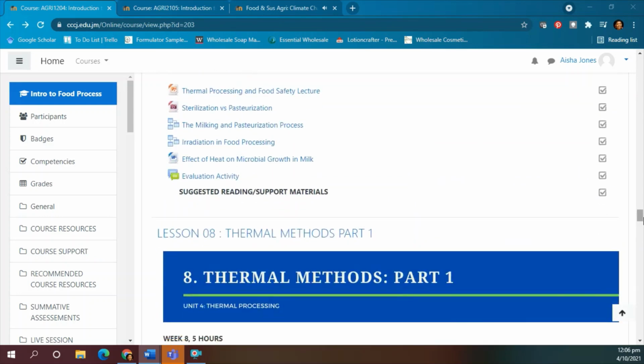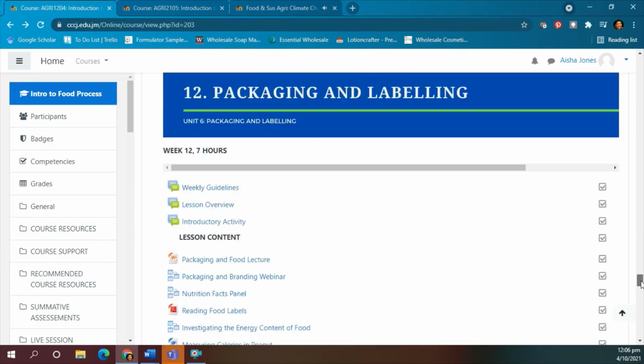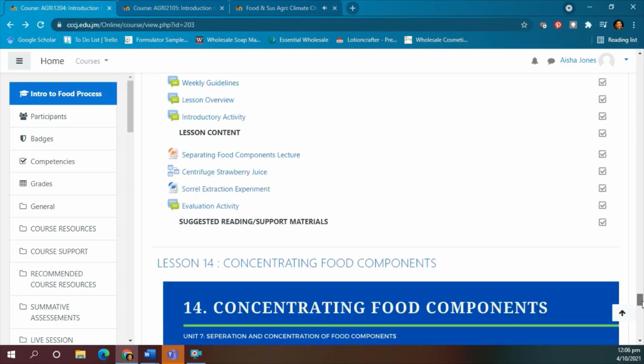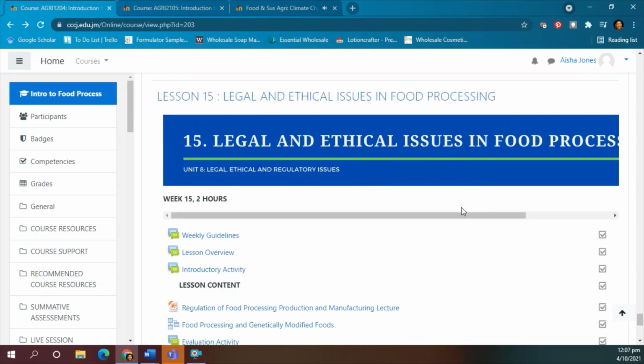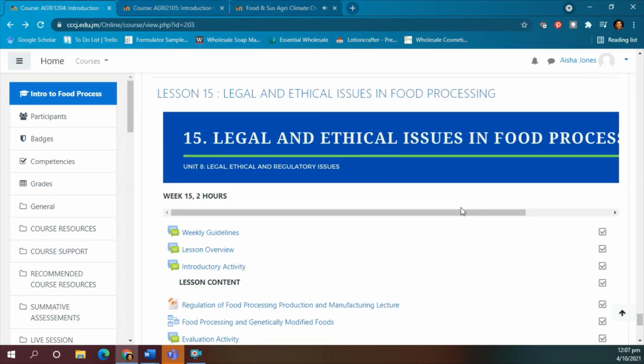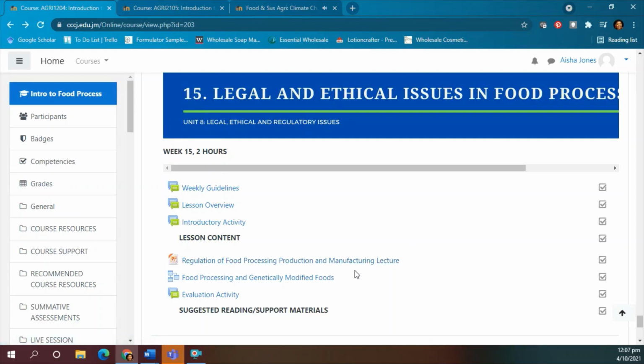So let us take, for example, back to Introduction to Food Processing. We will look at lesson 15, which is the last lesson, and that looks at the legal and ethical issues in food processing. And more specifically, genetically modified food or living modified organisms was a particular content piece that was important for students to understand its role in the development of innovative food products and innovative food processing techniques. So we had in this particular case Dr.